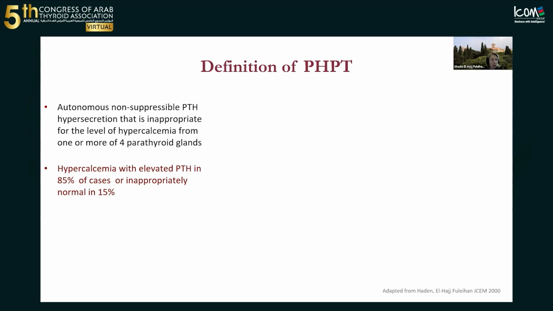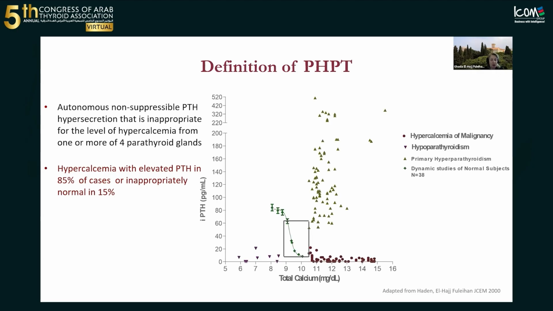So what is primary hyperparathyroidism? It is an autonomous, non-suppressible PTH hypersecretion that is inappropriate for the degree of hypercalcemia, emanating from frequently one or more than one of the 4 parathyroid glands. Hypercalcemia with high PTH is present in the majority of cases, but hypercalcemia can exist with inappropriately normal PTH levels in 15%.